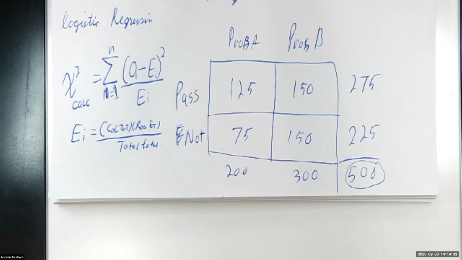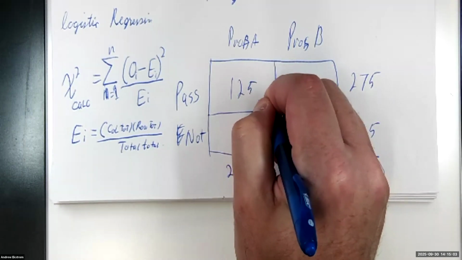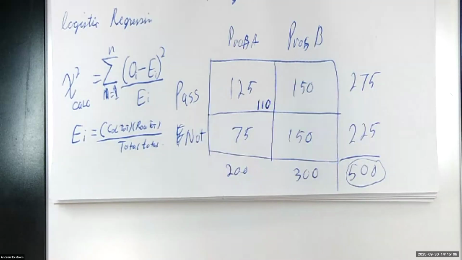So if I'm going to be using the graphing calculator, this is just typical stuff. I need the row total, so 275, times the column total, just 200. I then need to divide that by the total, which is going to be 500. So we expect 110 people to be in that particular cell. You can see that we actually got 125.